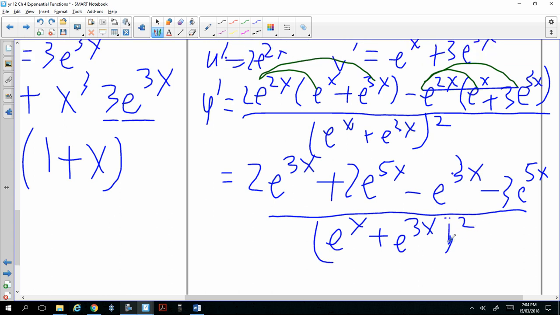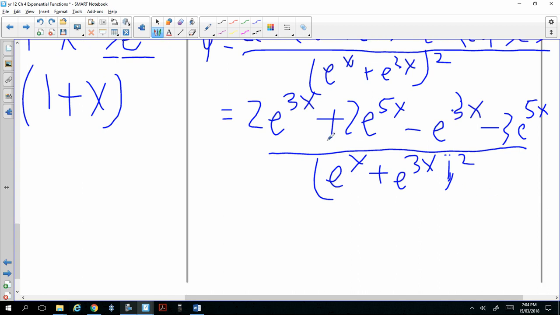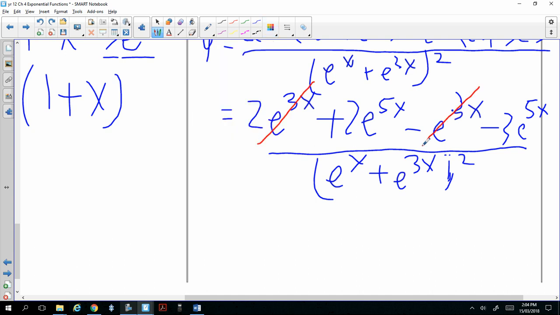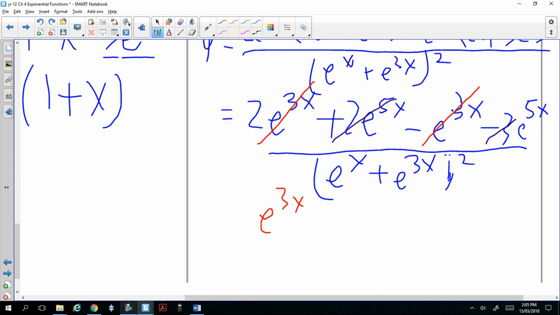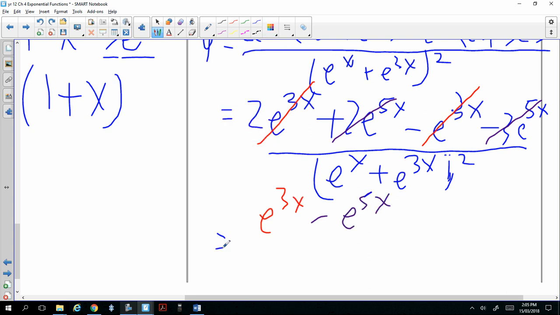And then what do you do next? You can subtract things. They are like terms, so these two are like terms. So you get e to the power 3x. And then these two are like terms. You get negative e to the power 5x. And at the bottom, you get something square. And you leave it as a square. Okay?